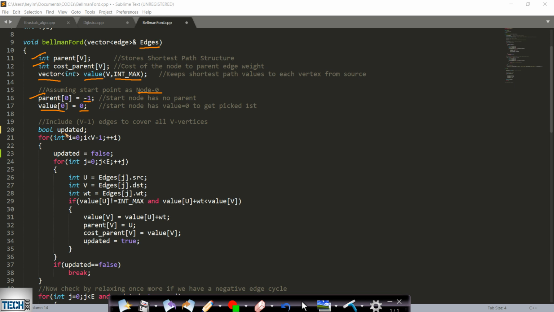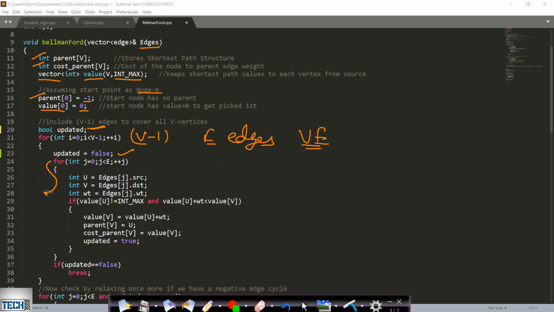Now I will take a variable updated. This is just for making this algorithm a little more efficient. And now I will be relaxing for V minus 1 times for all the E edges. Therefore the time complexity will be VE. Now for each and every time of relaxation, I will be taking updated equals to false, saying that we have not made any update for this step.